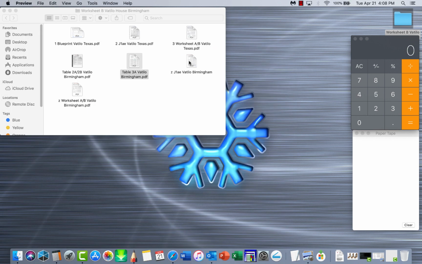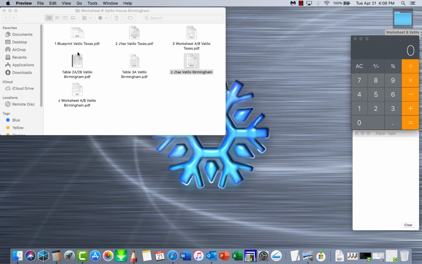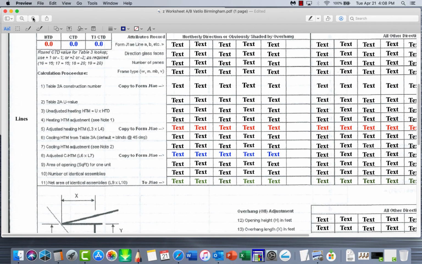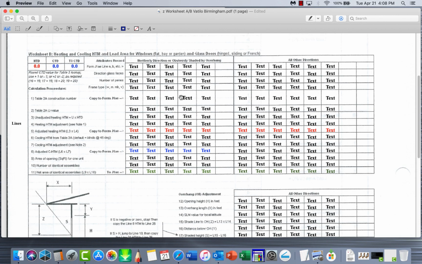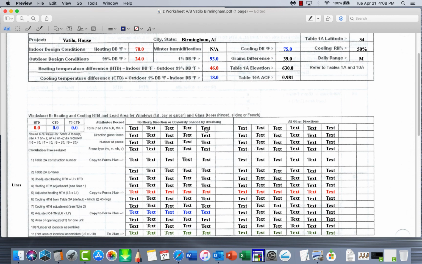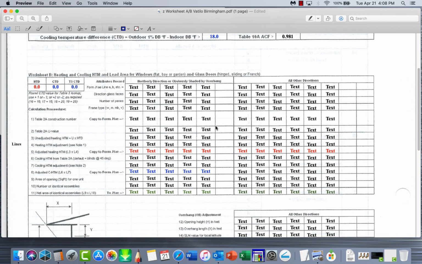You will need your J1ae form for Vatilo House, Birmingham, Alabama. This is the one we left off when we did Worksheet A. And of course you'll need Worksheet A and B. Back that out a little bit. Worksheet A up here is the one we just did, and then here's Worksheet B. And this will be where we're starting.